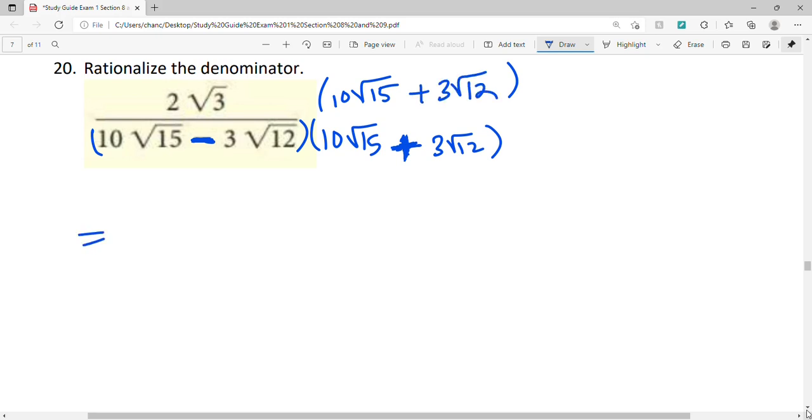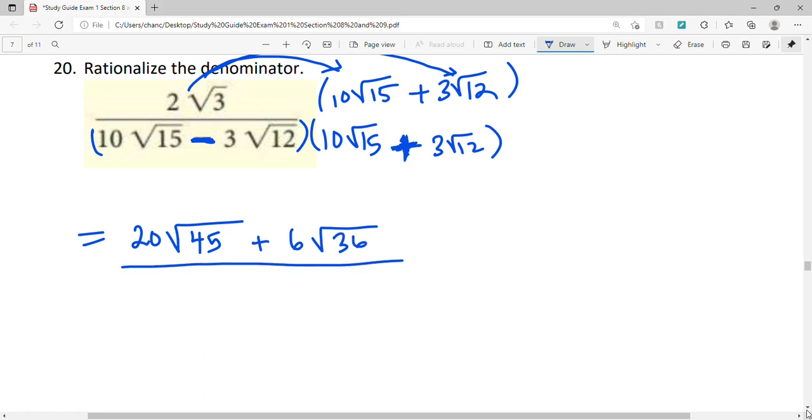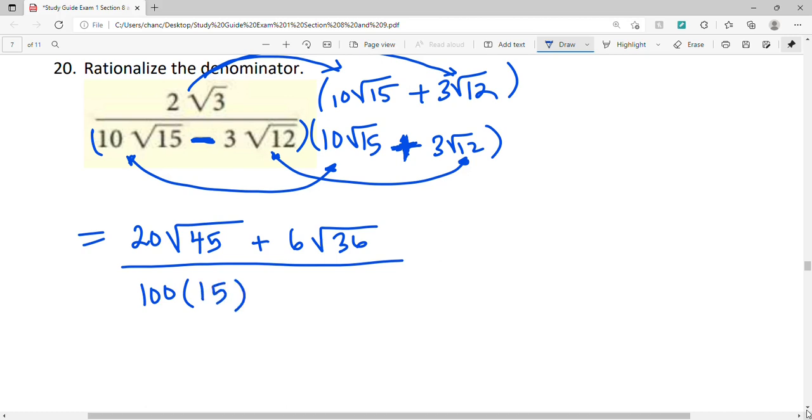For the top, we can use distribution. 2 times 10, that's 20. And root 3 times root 15 is root 45. 2 times 3 is 6. And root 3 times root 12, that's root 36. For the bottom, we can use the shortcut, first with the first and last with the last, because they're conjugates. 10 times 10, that's 100. And root 15 times root 15 is just 15. We have negative 3 times 3, which is 9, and root 12 times root 12 is just 12.